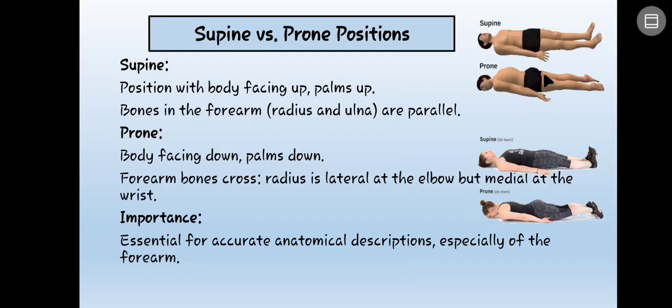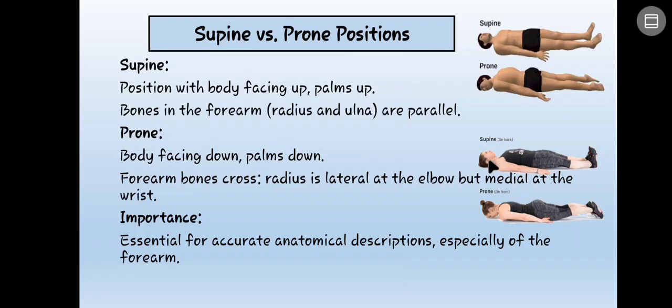Prone position is when the body is facing downward. A position with the body facing downward is what we call prone position. You can see this person is lying flat on the back, while this person is lying flat on the front. The back of this person is facing upward, but the back of the other person is facing downward.